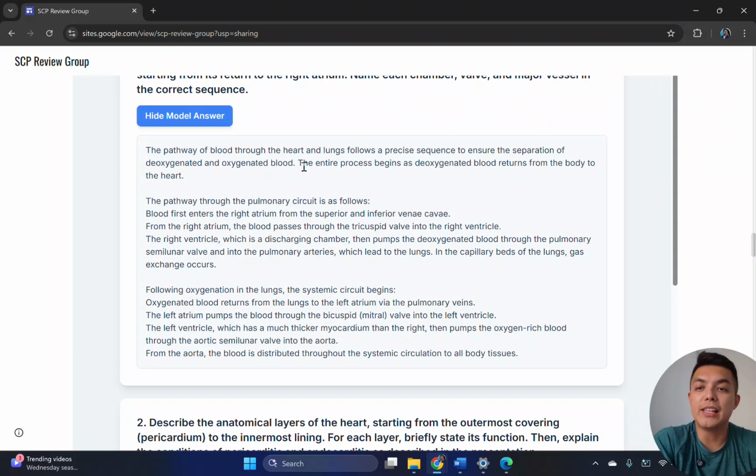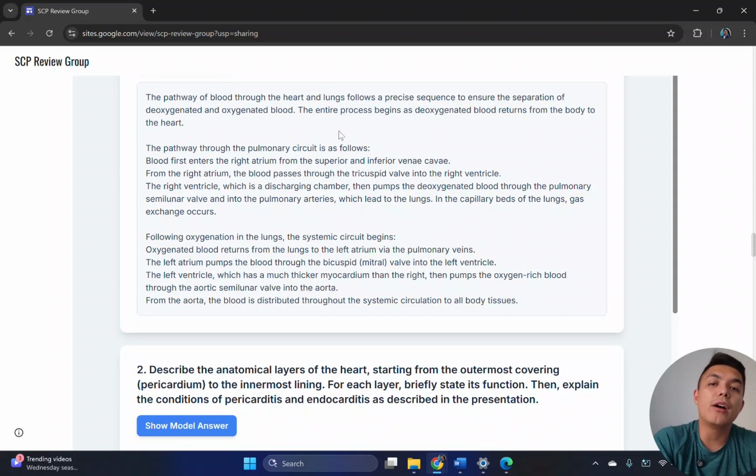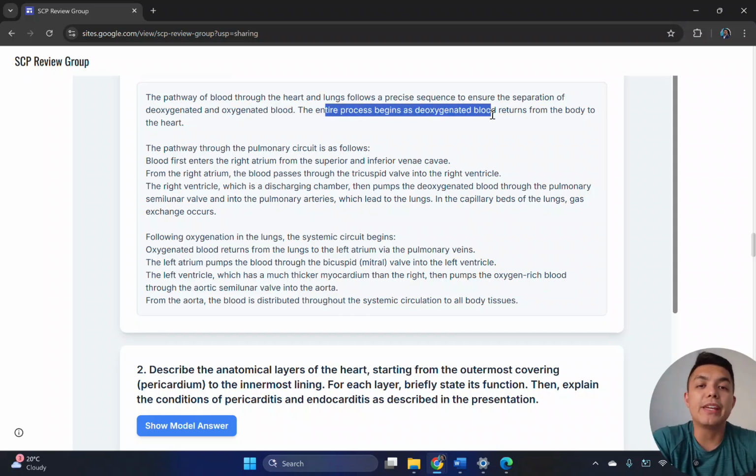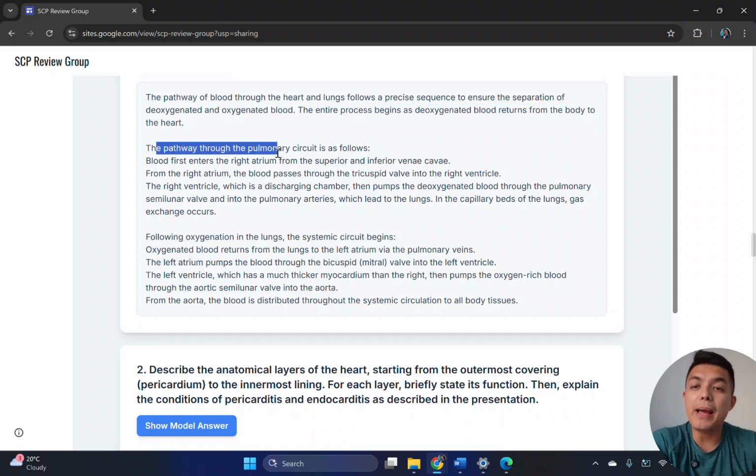So the model answer is: the pathway of blood through the heart and lungs follows a precise sequence to ensure the separation of deoxygenated and oxygenated blood. The entire process begins as deoxygenated blood returns from the body to the heart. The pathway through the pulmonary circuit is as follows.